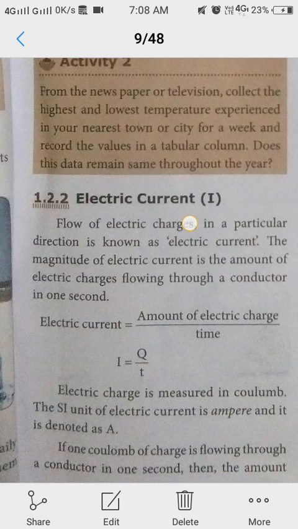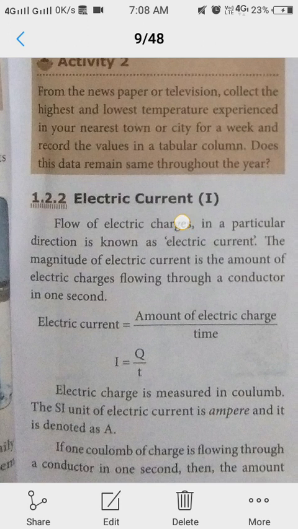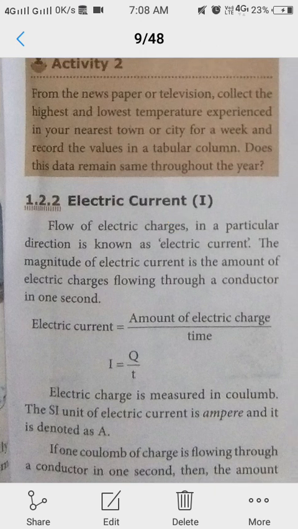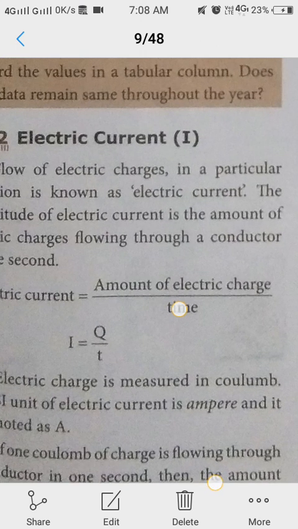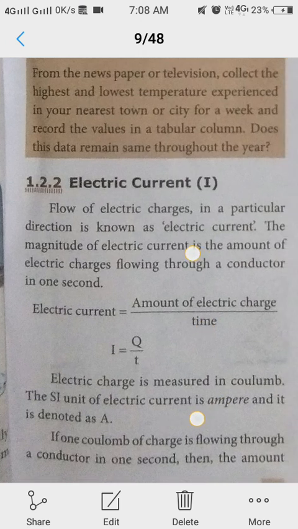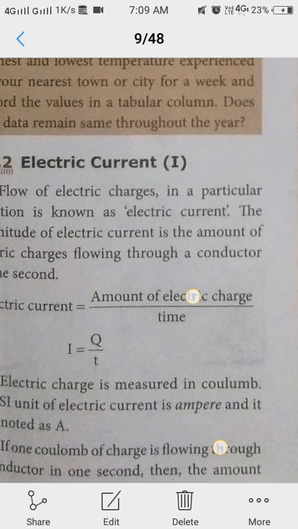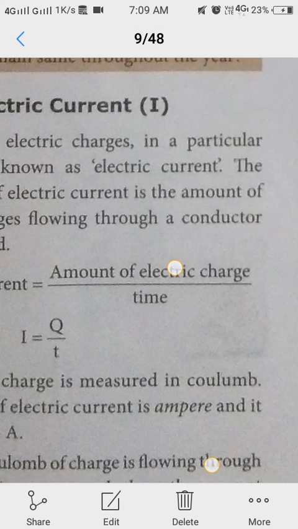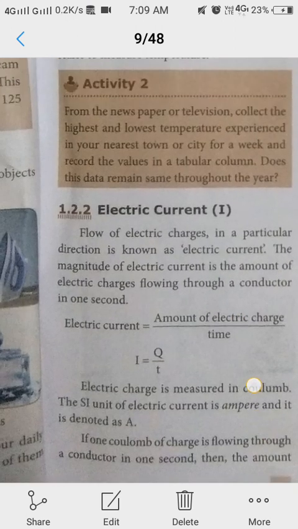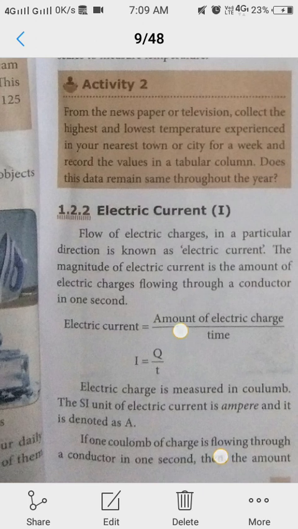Then in the formula, what's the unit of electric current? That is ampere. The unit of electric current is ampere. What's the spelling for this ampere? A-M-P-E-R-E. Then what's the unit of electric charge? The unit of electric charge is coulomb. C-O-U-L-O-M-B, coulomb.